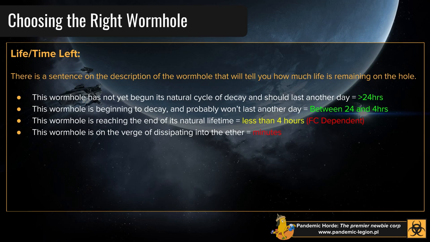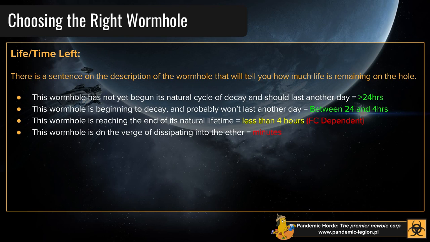So the other piece of information that you'll see is related to time. You're not going to see it very often, but the very first one is the wormhole has not yet begun its natural life cycle of decay and should last another day, meaning that it has more than 24 hours. Ever since they nerfed wormhole lifetime a couple years ago, there aren't too many holes left that actually last more than 24 hours.